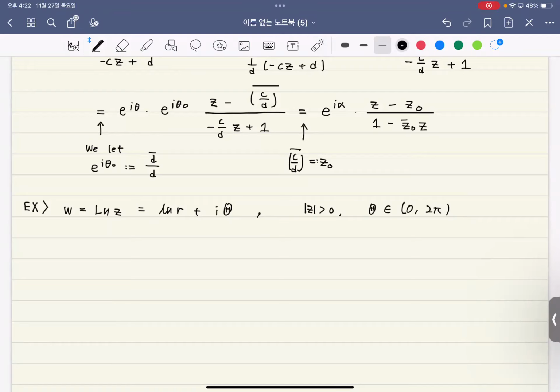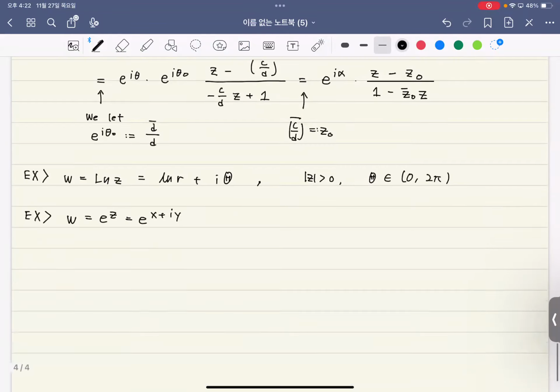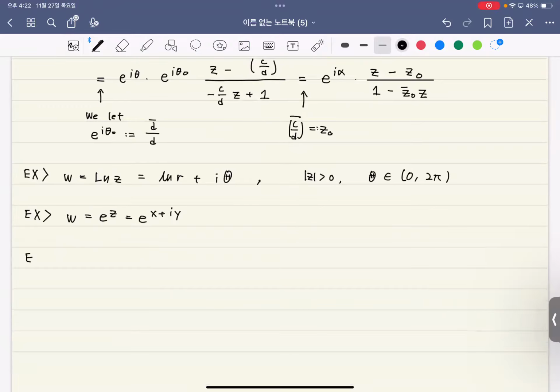Okay. What about the exponential functions? Exponential functions are also easy. If e to the z is e to the x plus i times y, then this is also easy. This maps every rectangular region to some radial region. I don't want to talk about that anymore. And the interesting one is the trig functions.